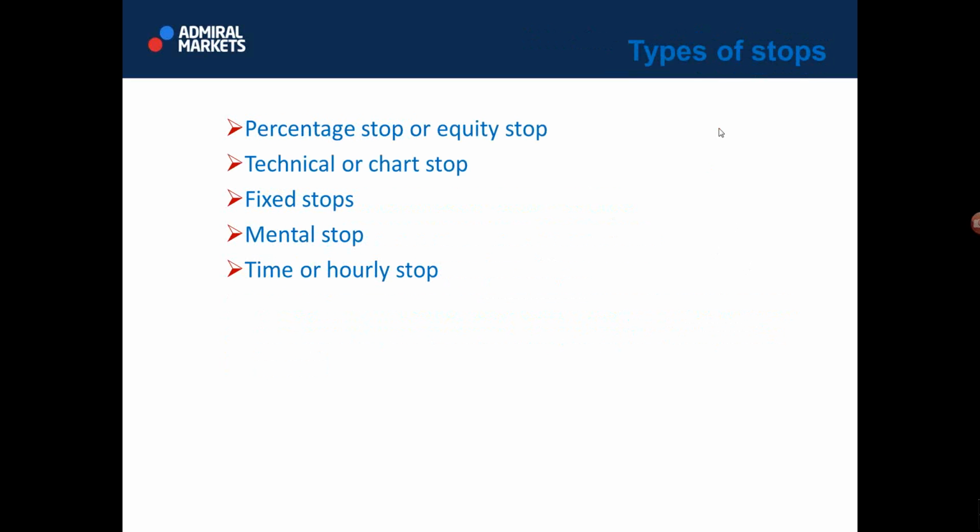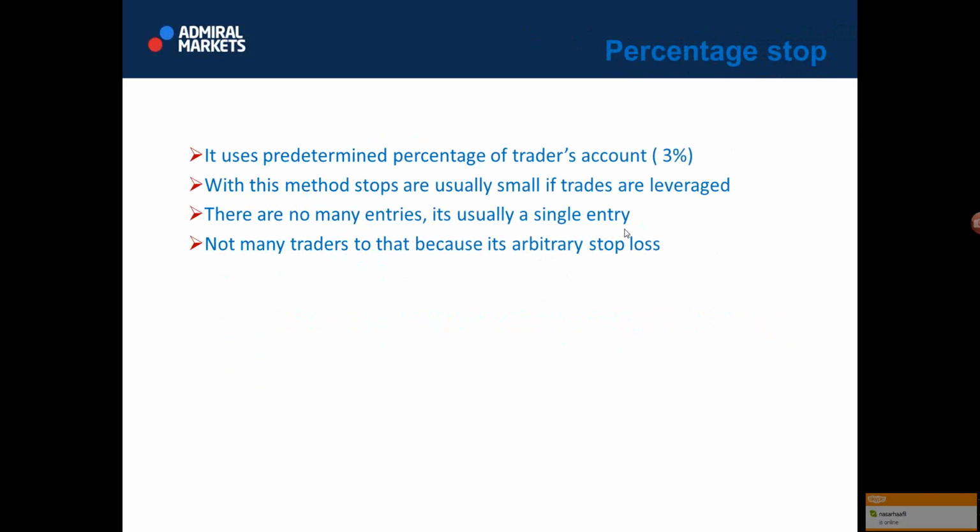Then types of stops. We have percentage stop or equity stop, technical, chart stop, fixed stop, mental stop, time or hourly stop. We have those types of stop losses. So let's see what they are basically. A percentage stop is a stop which uses predetermined percentage of trader's account.